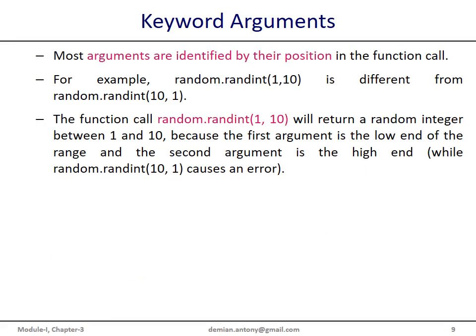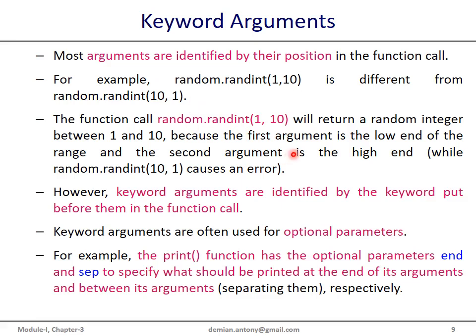With functions, most of the arguments are identified by their position in the function call. For example, the function randint(1, 10) is different from randint(10, 1), as randint(1, 10) returns a random number between 1 and 10, and randint(10, 1) returns an error.